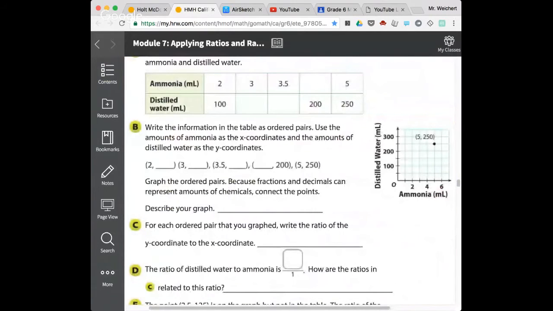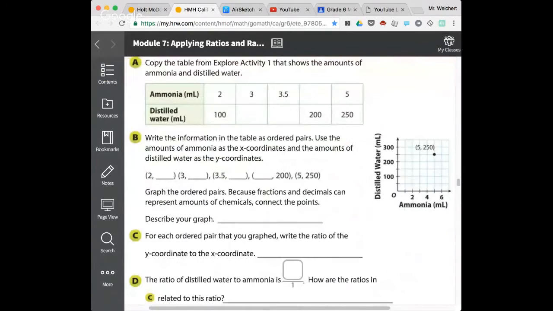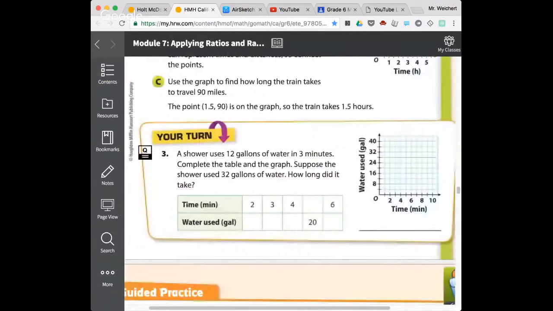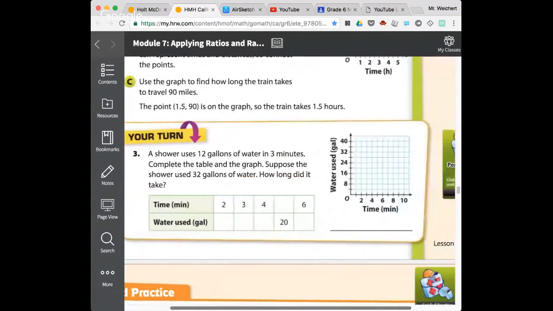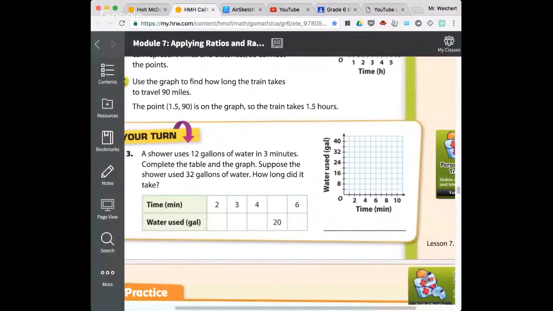Ratios from tables, we want graphs. All right, let's take a look at this one right here. A shower uses 12 gallons of water in 3 minutes. See, that's a ratio. 12 gallons of water in 3 minutes. I don't even know if this is going to be helpful, but I'm going to write it down because it's data from the question, and it's a ratio.